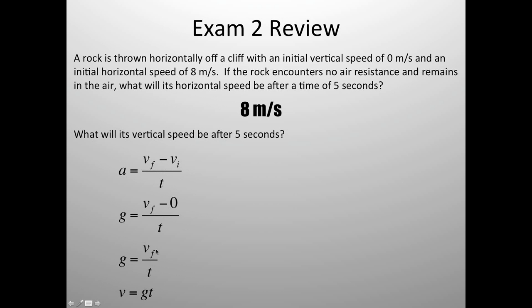So v final minus 0 is just v final. V final over t equals g. If we solve that for the velocity by multiplying both sides by time, then we end up with velocity equals gravity times time. So for vertical motion of a projectile, or vertical speed of a projectile, you just have to multiply however long it's falling by gravity. And in this case, we end up with 9.8 times 5, and the final velocity that that projectile ends up at after 5 seconds is 49 meters per second.